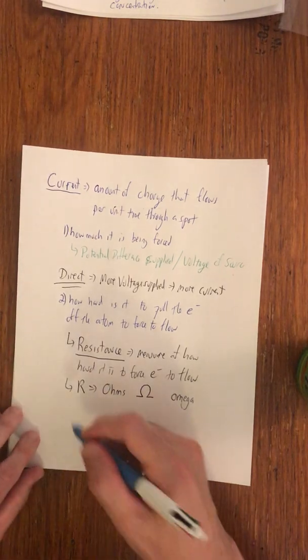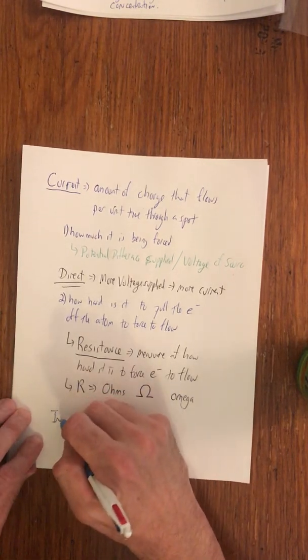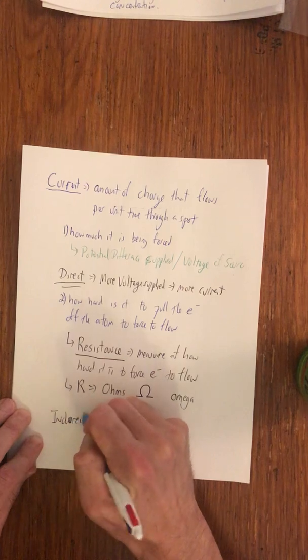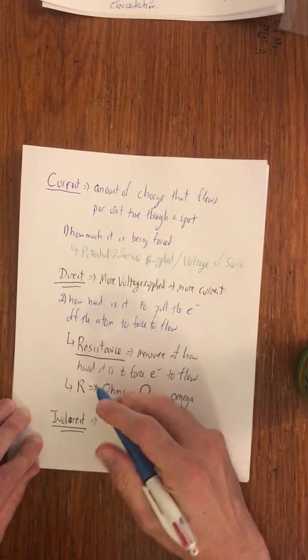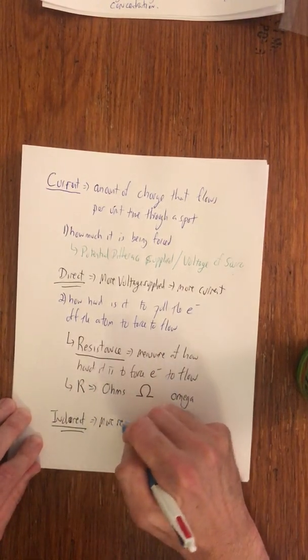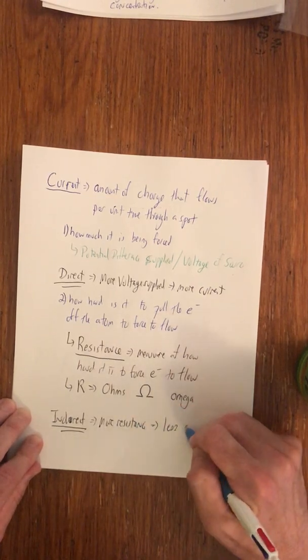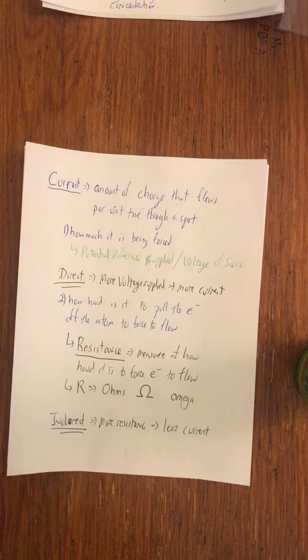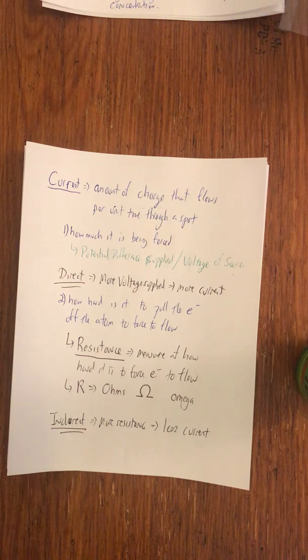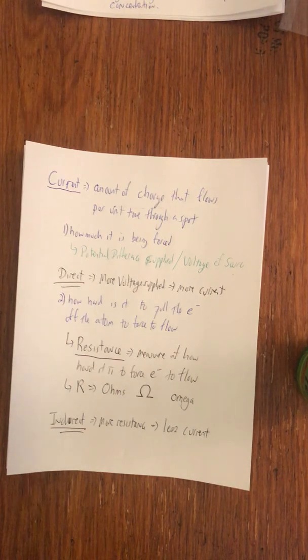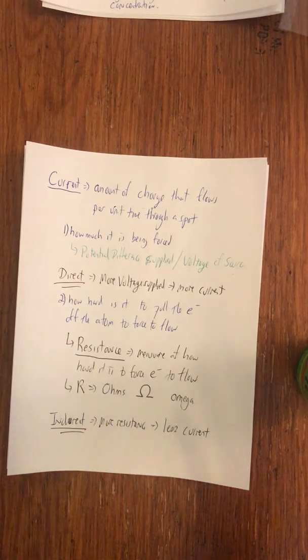And so this is an indirect relationship. The more resistance a circuit has, the less current that flows. So that's your trade-off. Like, I want it to be able to do good stuff, but the more resistive it is, the less current that I get to flow. So depending on what you're trying to do, you're trying to find a balance between those things, okay?